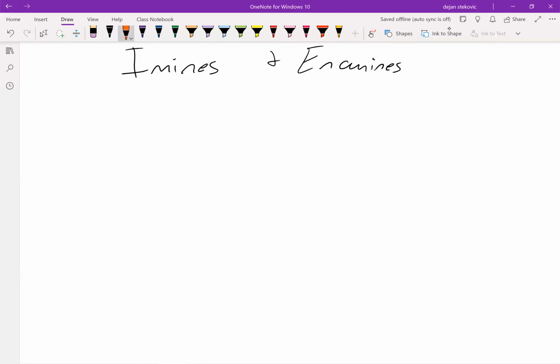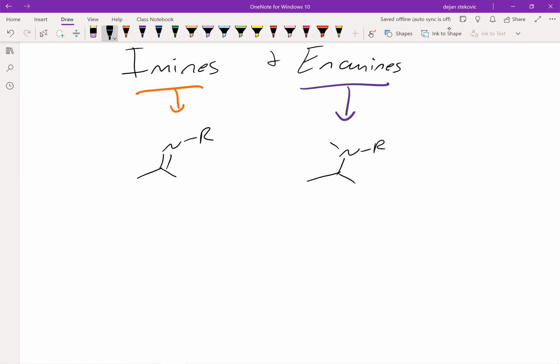Right, so another thing we can do with our aldehydes and ketones is form imines and enamines. So imines look something like this, where we have a double bond to a nitrogen now, right? That used to be a double bond to an oxygen, but now it's doubly bound to a nitrogen. And then an enamine is very similar, except this nitrogen up here now has two R groups.